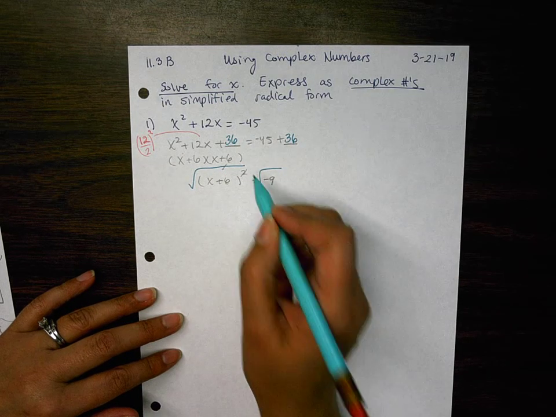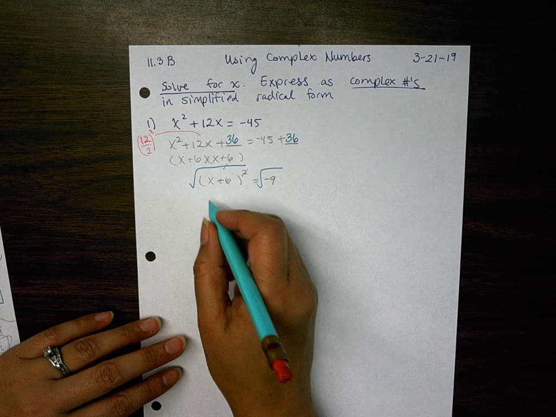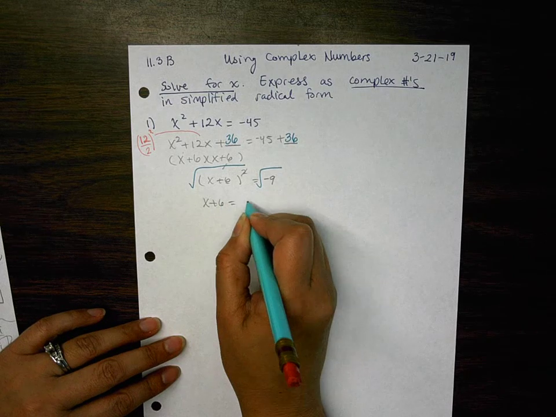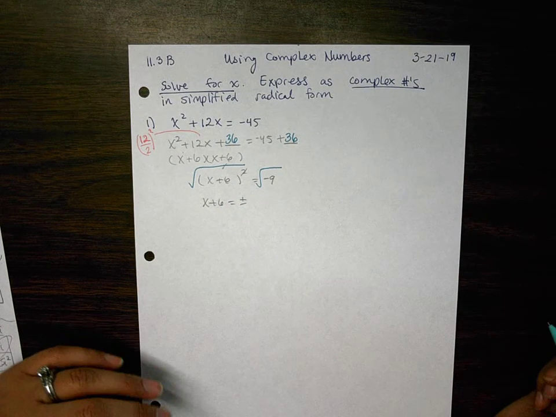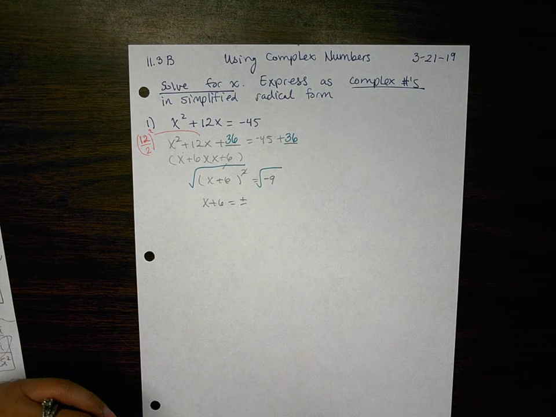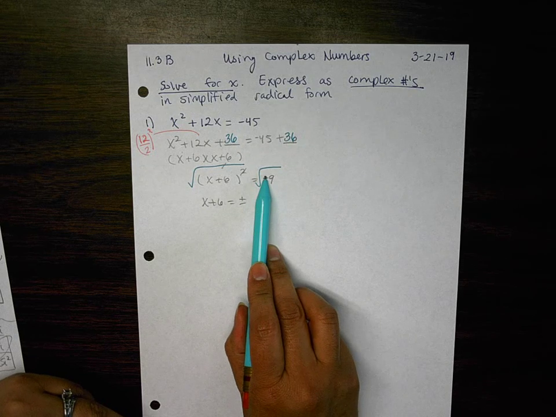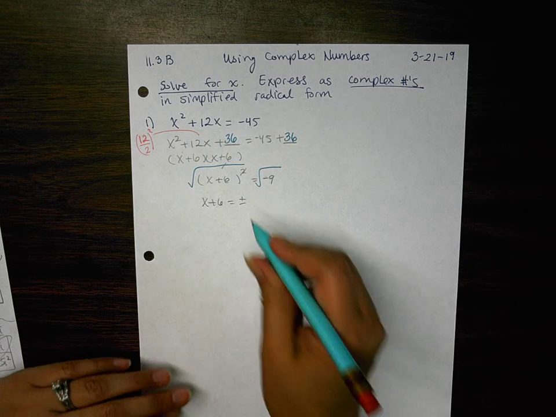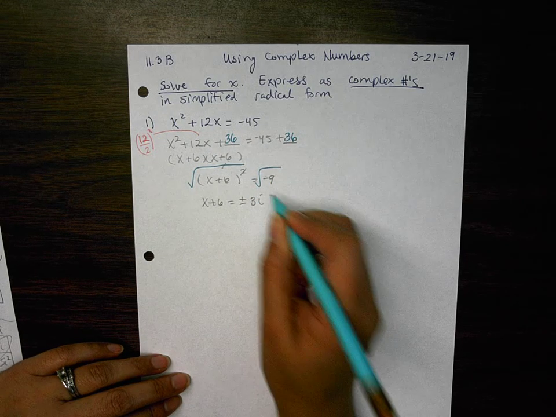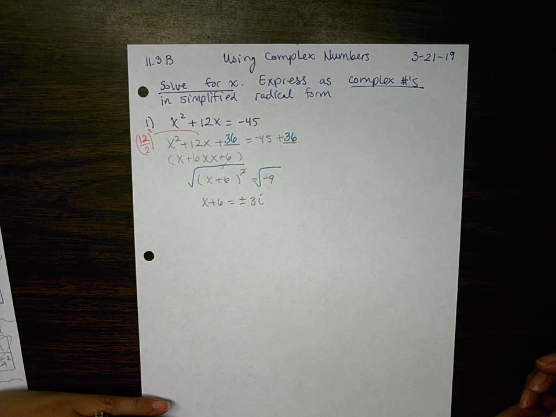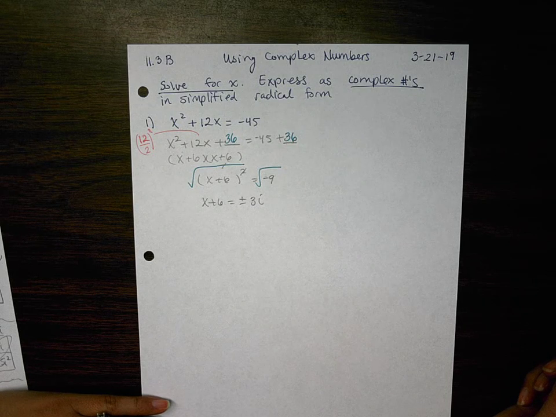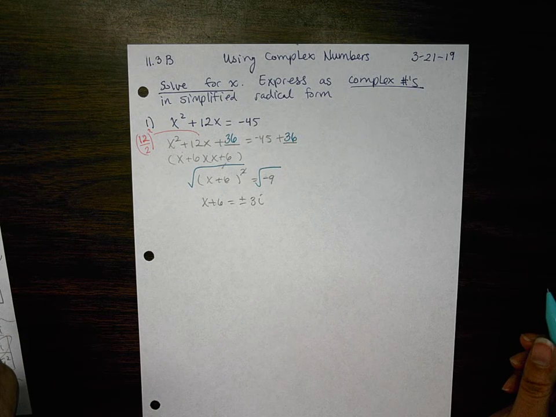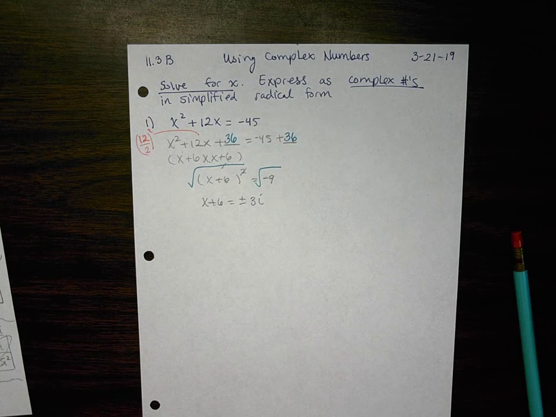Square roots and squares undo each other. They're inverse operations. x plus 6 equals plus or minus. You still have to do plus or minus. And ignoring the negative, is 9 a perfect square? What's the square root of 9? 3. So what's the square root of negative 9? 3i. Make sense? Do you guys see? The only thing we're going to have different today is some of the answers are going to have i.